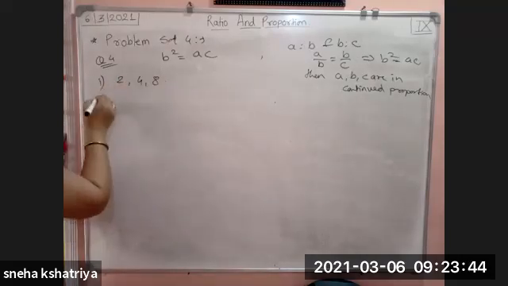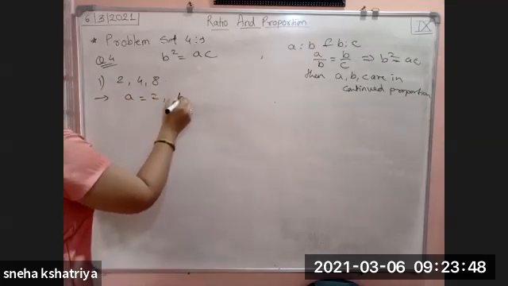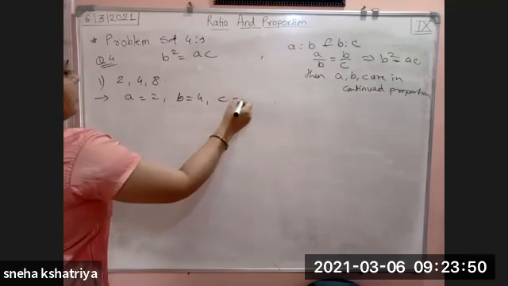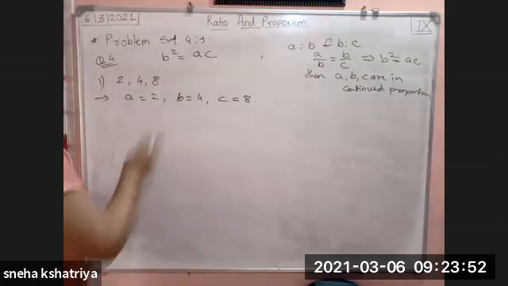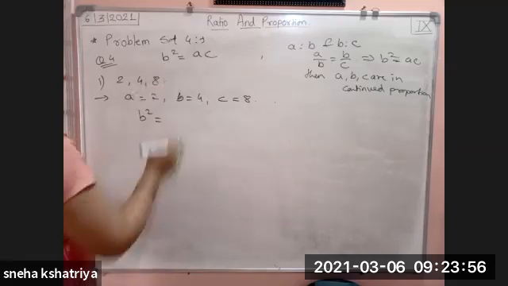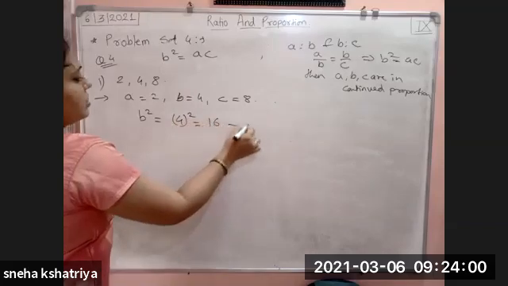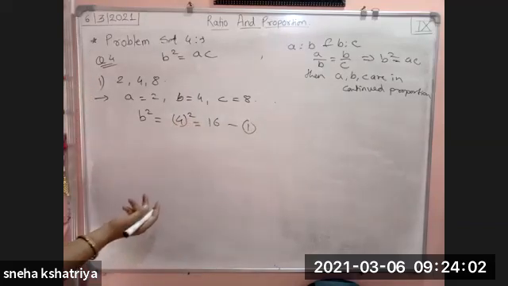2, 4 and 8 respectively. So the value of A is equal to 2, B is equal to 4 and C is equal to 8. We have to find these two values. So first we will find out B square, which is equal to 4 square, which is equal to 16. Say it as equation number 1.